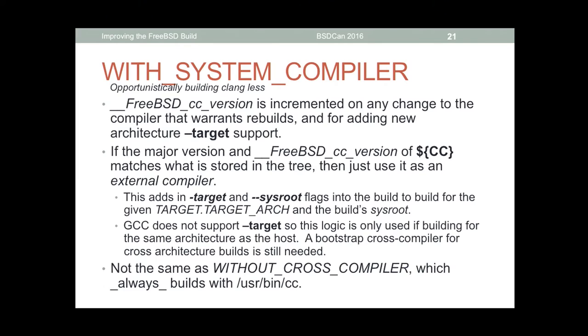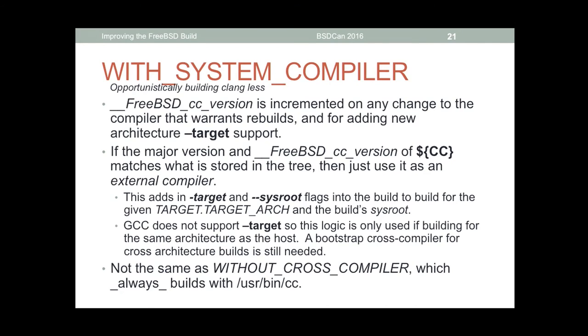Or if you're adding new target support, I think we recently added RISC-V. So if you're adding a new target, you also need to bump the version to ensure that you're using a compiler that can build the thing you want to build later on. So if the major version number matches and the FreeBSD CC version matches what's in the tree compared to the running compiler, then the default compiler of CC, which maps to /usr/bin/cc, is used as an external compiler. So this is really utilizing all of the work that's gone into there from Brooks and Baptiste.